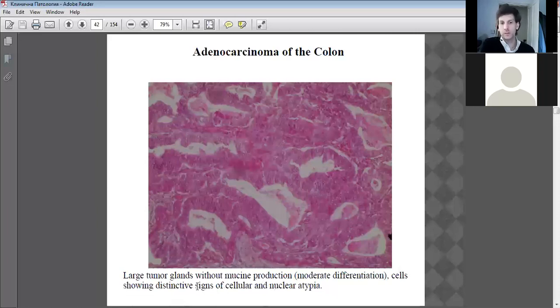Cells showing distinctive signs of cellular and nuclear atypia. Yes, the cells are all over the place. See, they're all bunched all over instead of being uniformly bunched. There are some that are still uniformly bunched, but most of them are all over the place. Okay? See, all over the place there.